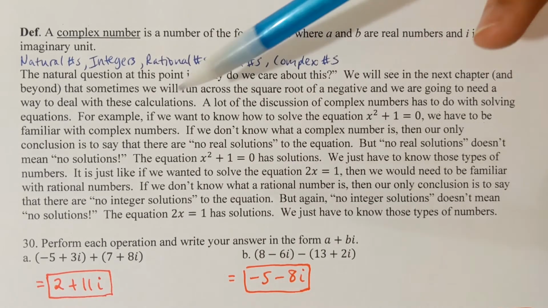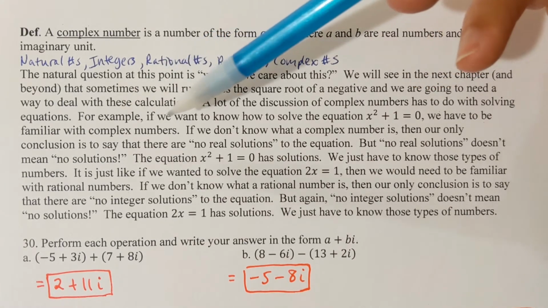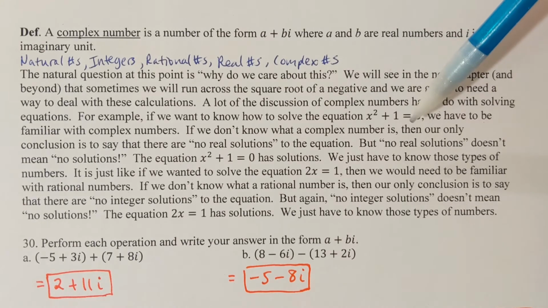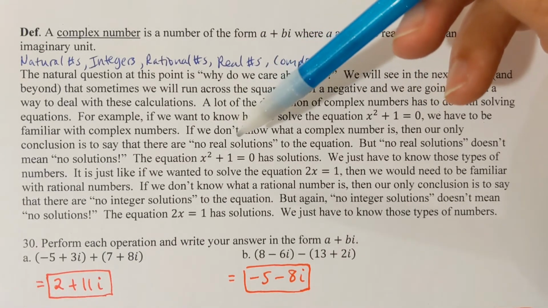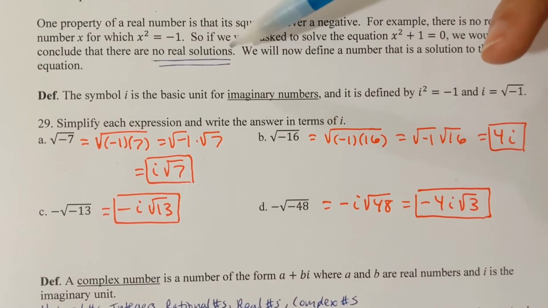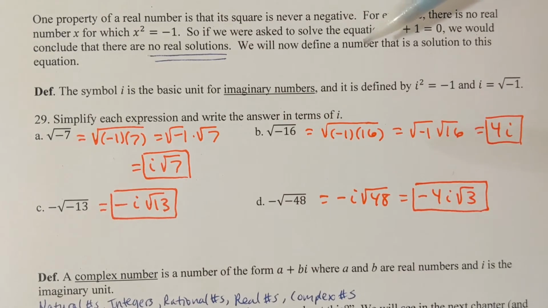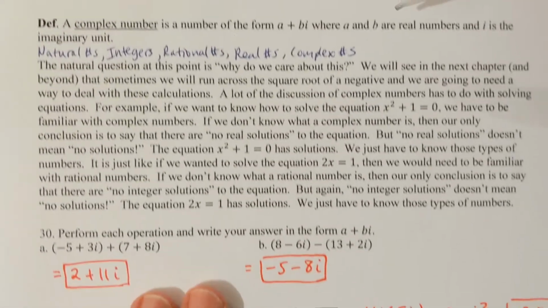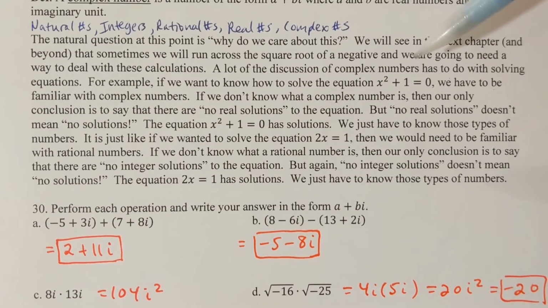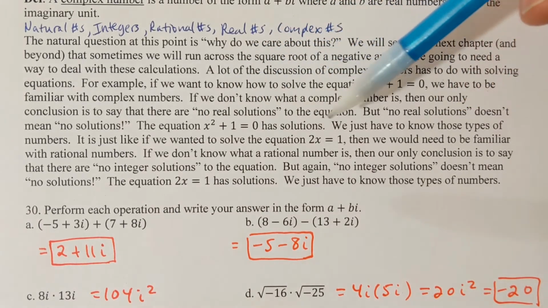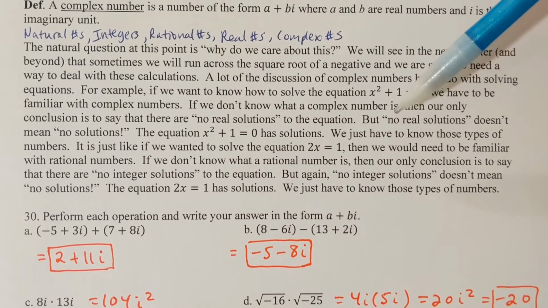Okay, in algebra, obviously, you solve a lot of equations. For example, if I wanted to solve the equation x squared plus 1 equals 0, I would have to know what a complex number is. If I don't know what a complex number is, then I would just simply say that there's no real solutions to the equation, right? That's what I was talking about up here. Now, no real solutions does not mean no solutions. There are solutions to this equation. We just have to know what kind of numbers they are. The equation x squared plus 1 has solutions. We just have to be familiar with a complex number.